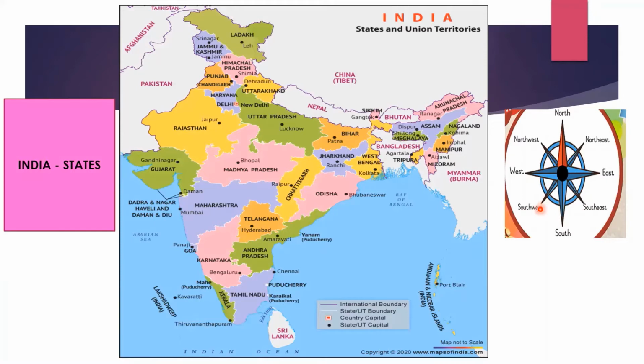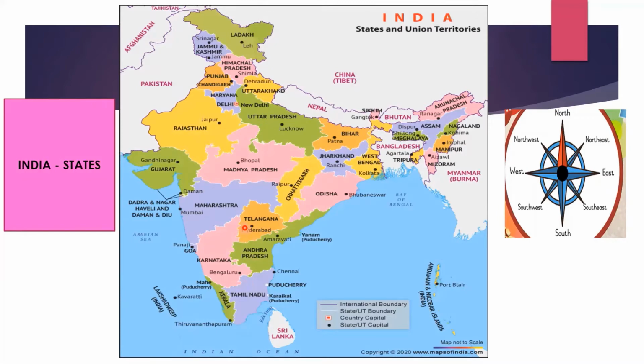So when you look at the map of India, you can identify the directions clearly. This is north, and this is south, and this is west, and this is east. Here comes the northwest, and here is the southwest, and this is southeast, and here we have the northeast. So we all know that the Tropic of Cancer divides India into two parts, North India and South India. Let's first have a look at the states of South India.